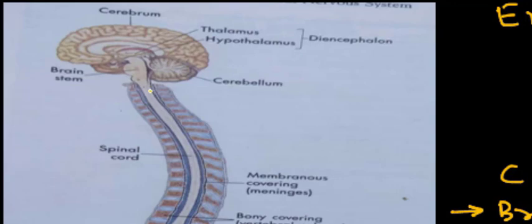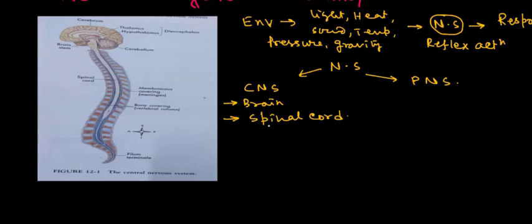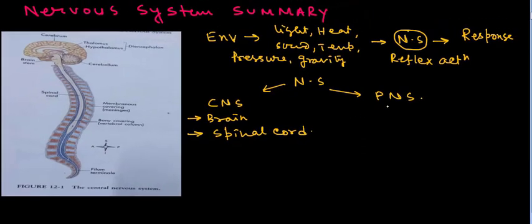From this brain, the spinal cord is present just beneath the brain, inside our vertebral column. Brain and spinal cord both are covered by meninges, right? So the central nervous system is made up of brain and spinal cord, and the peripheral nervous system consists of those neurons which convey the information towards the central nervous system and also convey the information to the effector.